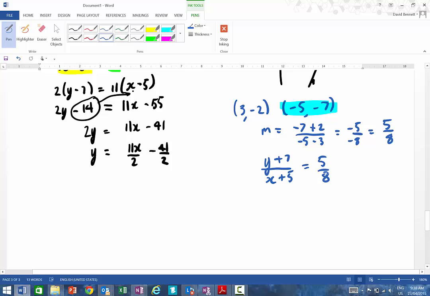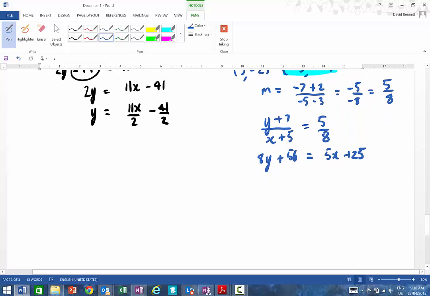As I said, you can do this in one step or in two steps. I could write this as 8y plus 56 equals 5x plus 25. You've got to make sure you times it to both terms, and that's the danger without putting your brackets there. Bottom line is it's a substitution and then getting to the answer. 8y is equal to 5x, and 25 take 56 gives you minus 31. Therefore y is equal to 5x on 8 take 31 on 8. That's another very simple example of using the equation of a straight line.